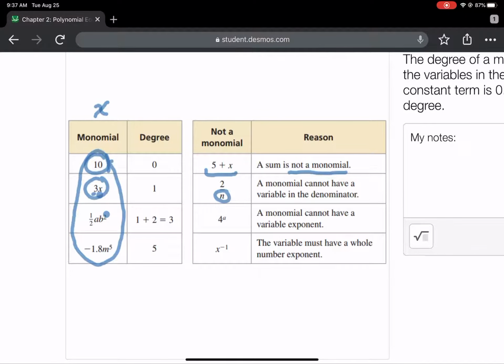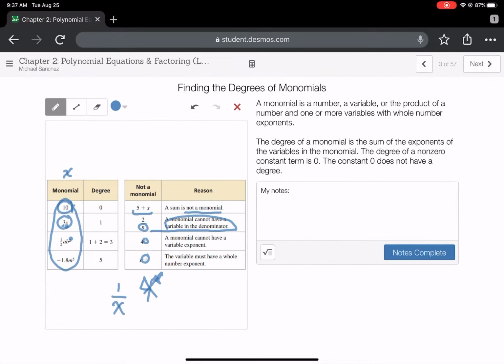A monomial cannot have a variable as an exponent. So if it's like 4 to the power of a or 4 to the power of x, that's not a monomial. And also a variable must have whole number exponents. So no negative exponents. Negative exponents mean that we have to bring that x to the denominator, which we know we cannot have variables in the denominator. Okay, so those are monomials.